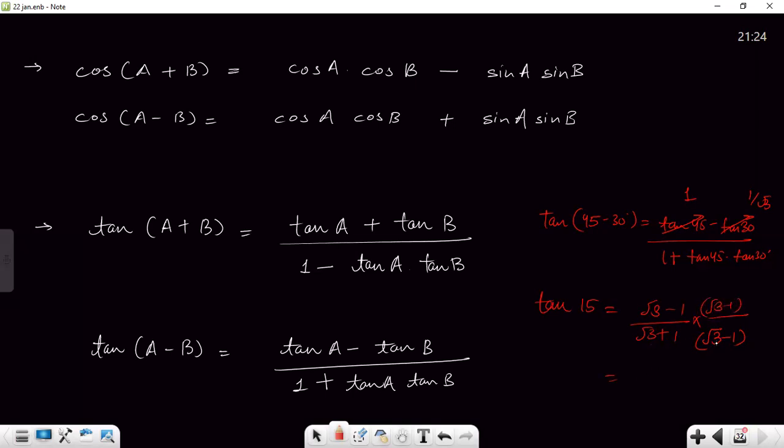Now (a plus b) into (a minus b) gives a square minus b square. 3 minus a, root 3 square. Root 3 square is 3, and its whole square, so a square plus b square minus 2ab. So 4 minus 2 root 3 divided by 3 minus 1, basically 2. So when it cancels, this comes out as 2 minus root 3, which is our answer. 2 minus root 3 is tan 15.